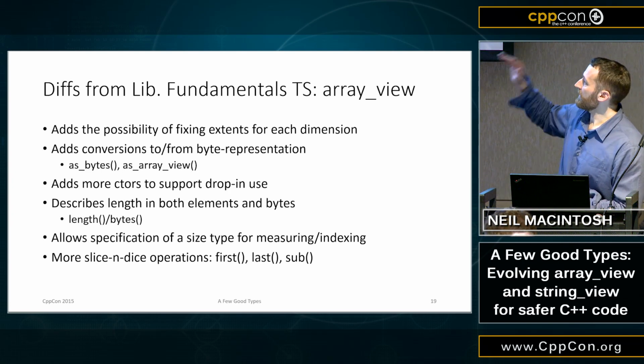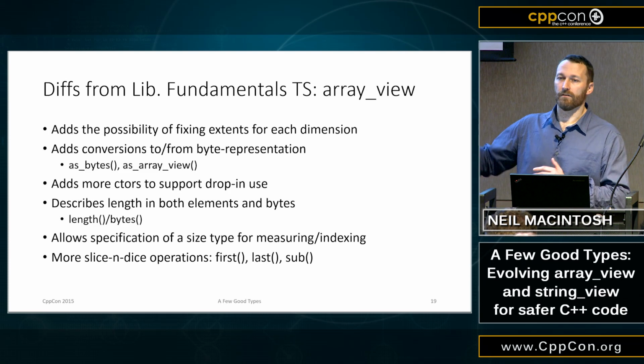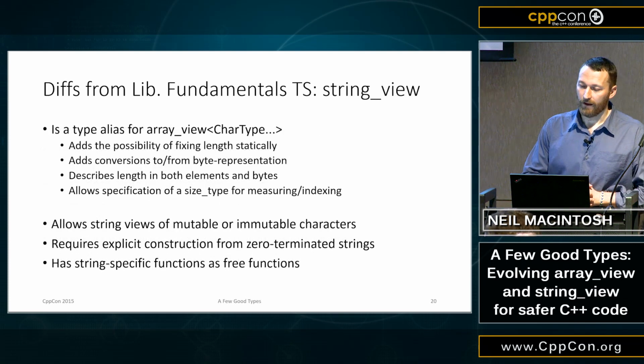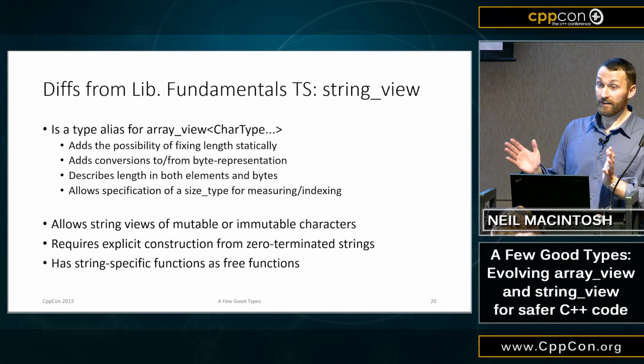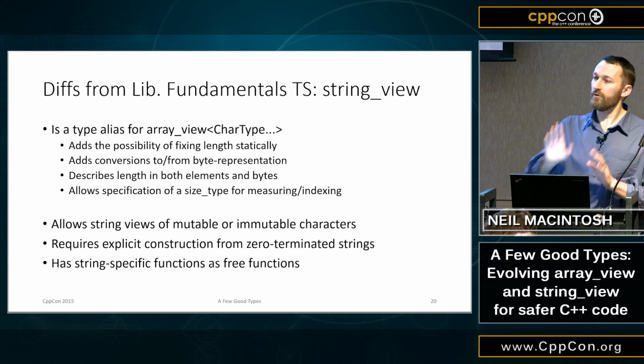And we added first, last, sub. These are additional over what the TS has today. It just has section and stride and some of those other functions. How do we differ from the string view? Well, the biggest difference is we just see it as a type alias. The current proposal says, no, string view is its own type.